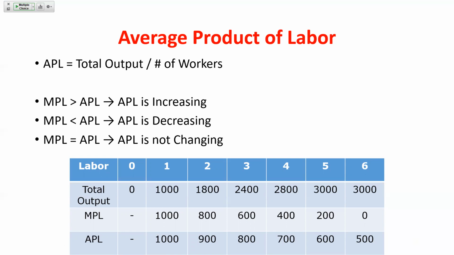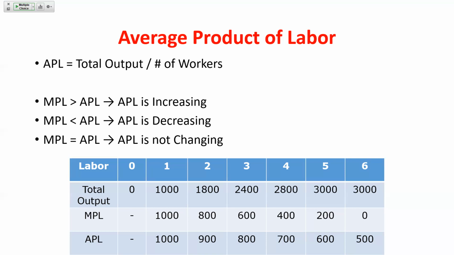So I've got 2,400 as the total output when I've hired 3 workers. The average output per worker would be 2,400 divided by 3. To get an average, I just take the total quantity and divide it by the total number of units of labor. So 3 people are making 2,400 burritos. That means on average, each one of them is making 800.